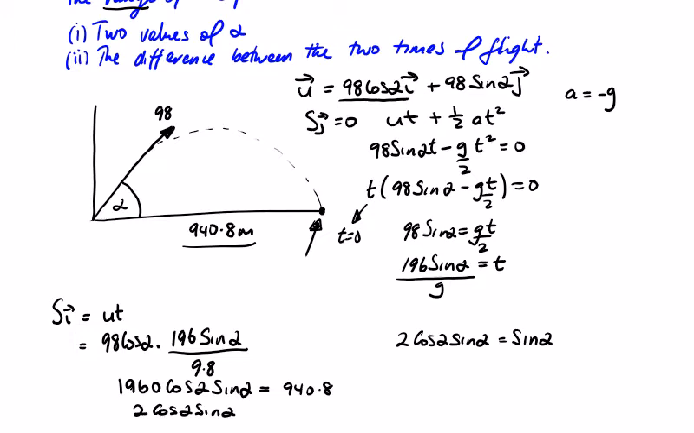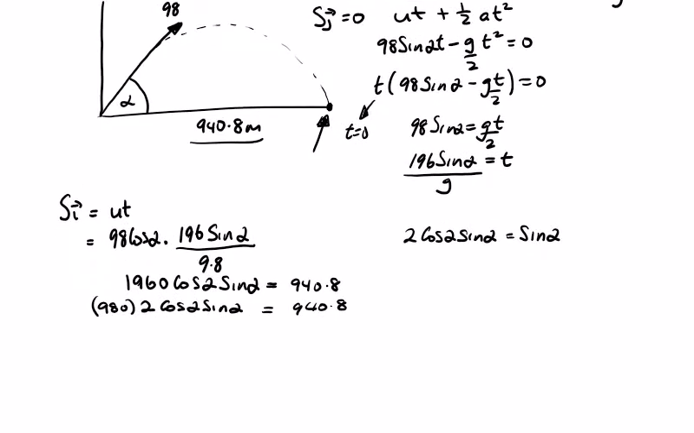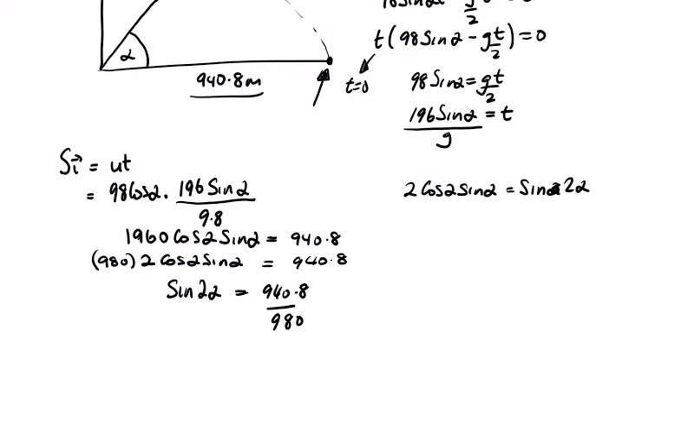So if I take a 2 out of the 1960, I'm going to get 2 cos alpha sine alpha, and I would have 2 980s equals 940.8. Now I'm going to be able to change my 2 cos alpha sine alpha. Sorry, I wrote over here sine alpha, sine 2 alpha. So I'm going to get sine 2 alpha is equal to 940.8 divided by 980. So this would be able to give me an angle here.